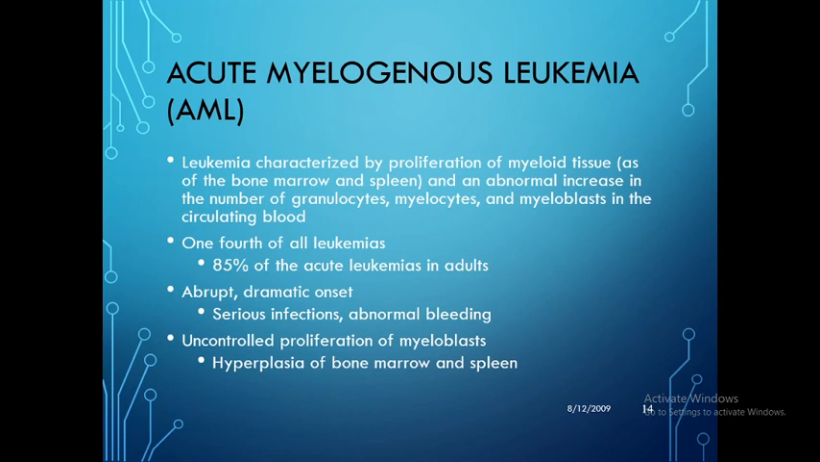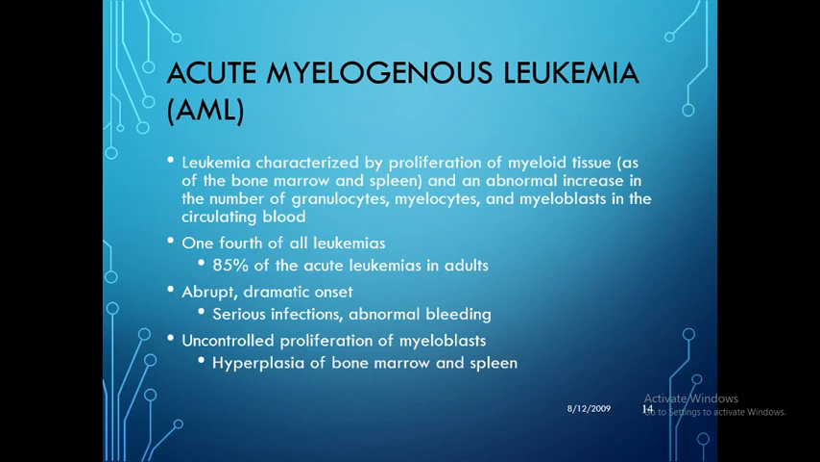This leukemia is characterized by proliferation of myeloid tissue of the bone marrow and spleen, and an abnormal increase in the number of granulocytes, myelocytes, and myeloblasts in the circulating blood. AML accounts for 1/4 of all leukemias, and 85% of the acute leukemias in adults are acute myeloid leukemias. The remaining 15% is acute lymphocytic leukemia.